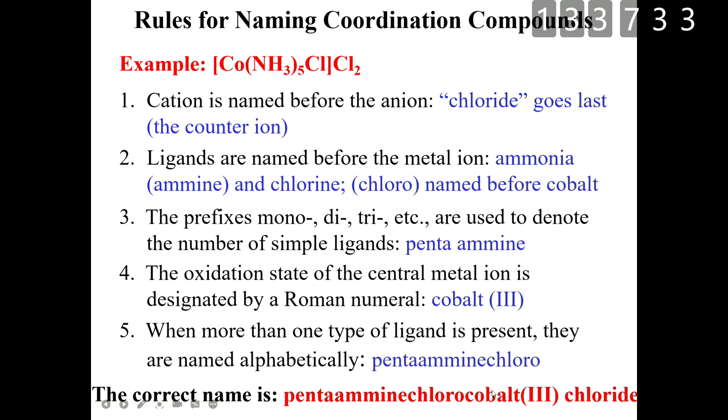So here we can see the cation should be before the anion, okay? And in the cation, the ligand should be before the metal. For the ligand, if there are more than one ligand, like here is 5, we should use some prefixes. And for ligands, A is before C, so this one should be before this one.